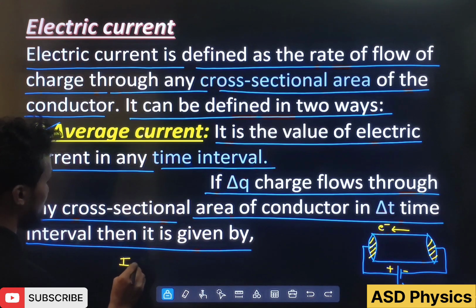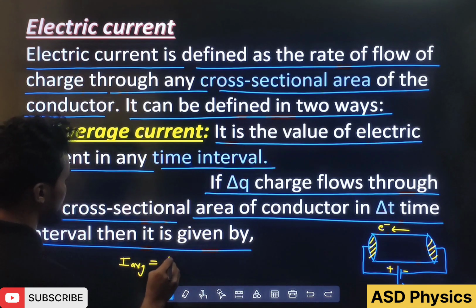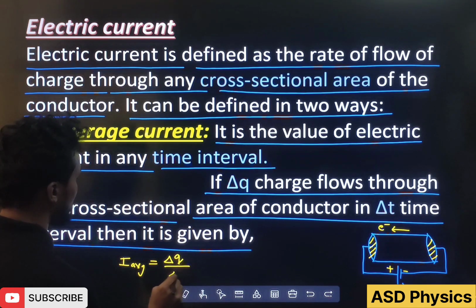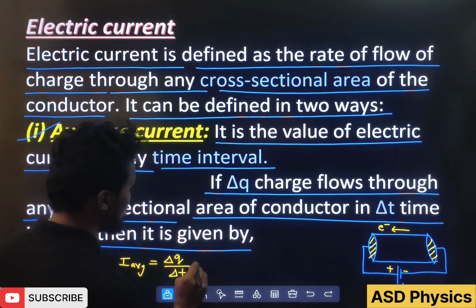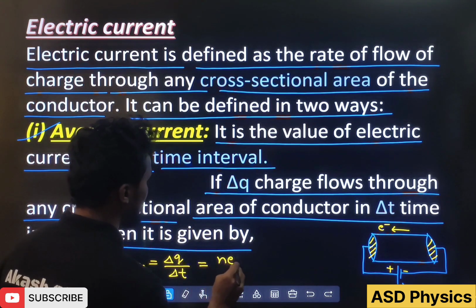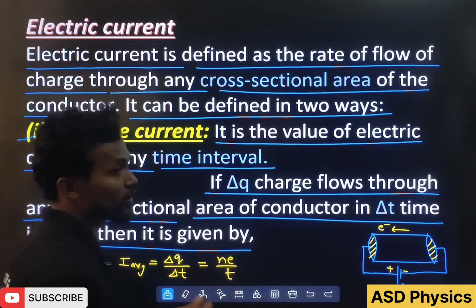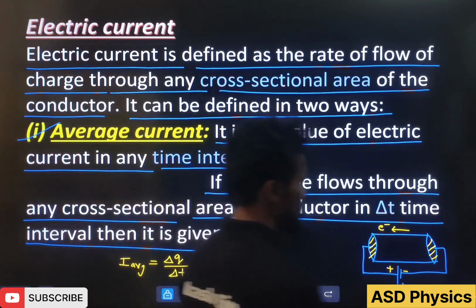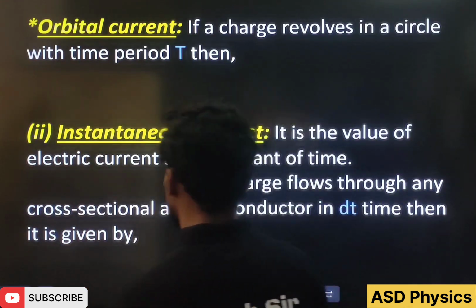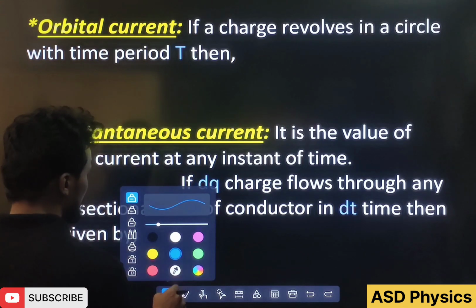We can write here I average is given by delta q by delta t, or we can say total charge by total time taken. Even here we can write Ne by T also from the quantization of the charge. So anything you can use, I equal to delta q by T or Ne by T. Is it clear, students? I hope so. Very clear. Now after that, one more concept is there, the orbital current concept.